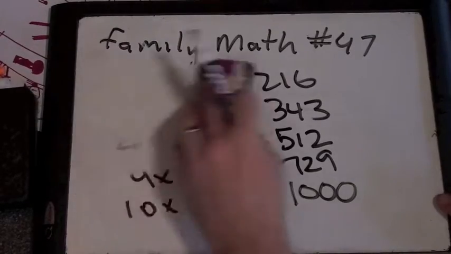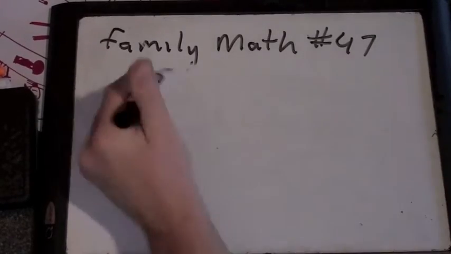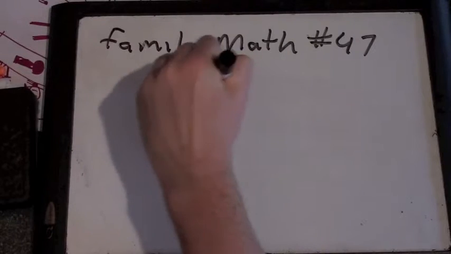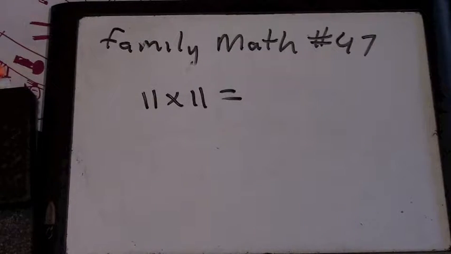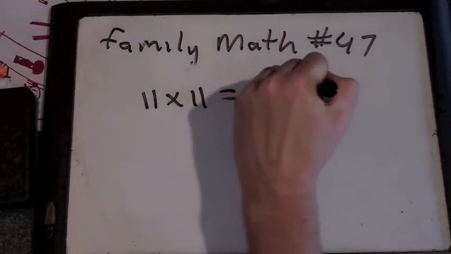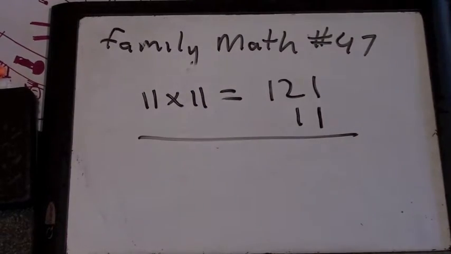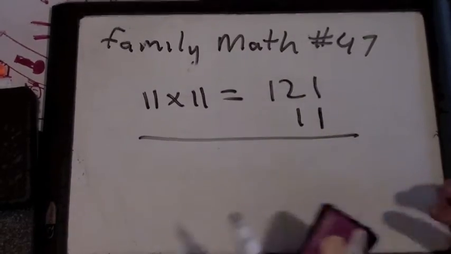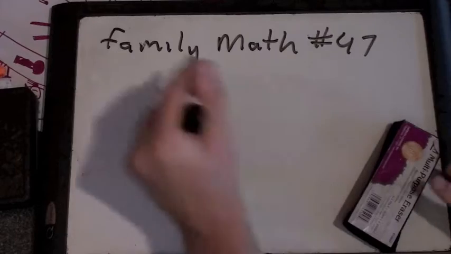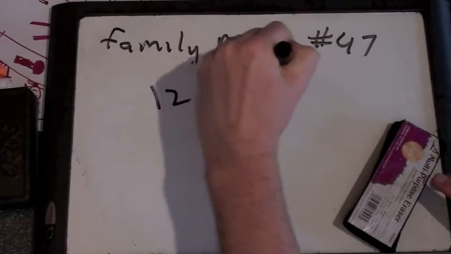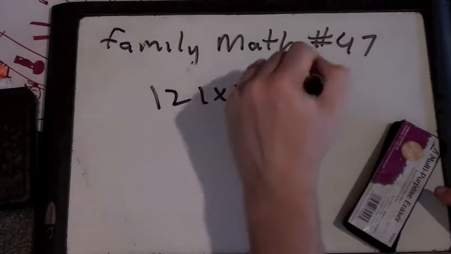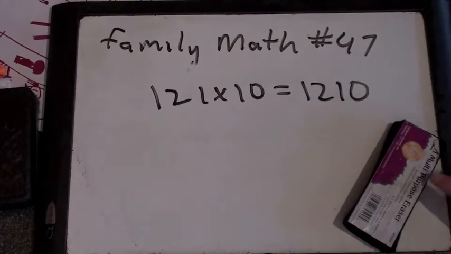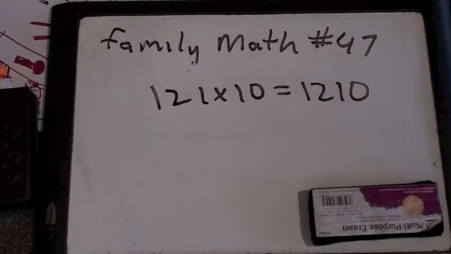Okay. Let's actually work this out. First of all, does anyone know what 11 times 11 equals? 121. And now we have to do 121 times 11. The way we can do that is 121 times 10 plus 121, right? What is 121 times 10? Well, to multiply by 10, you just add a 0. That's right. 1,210.